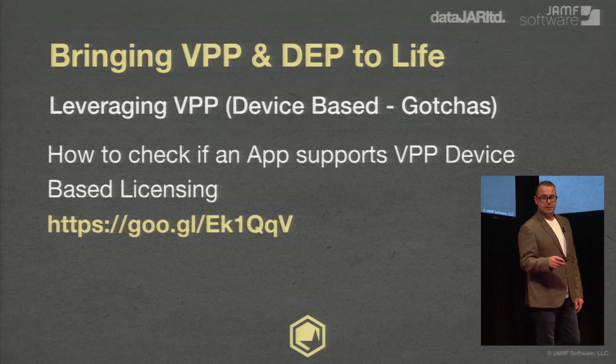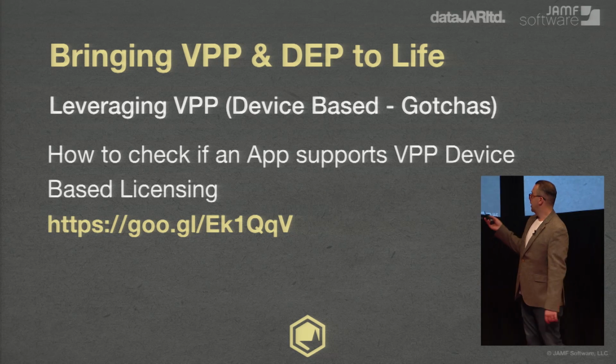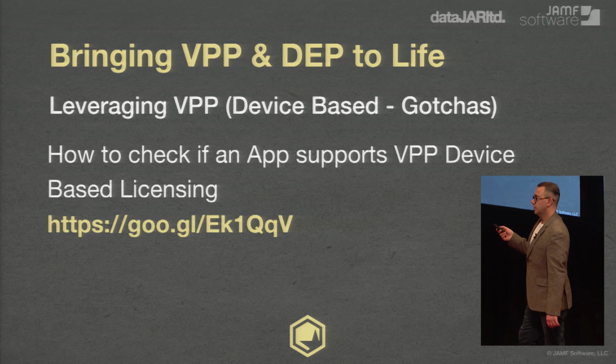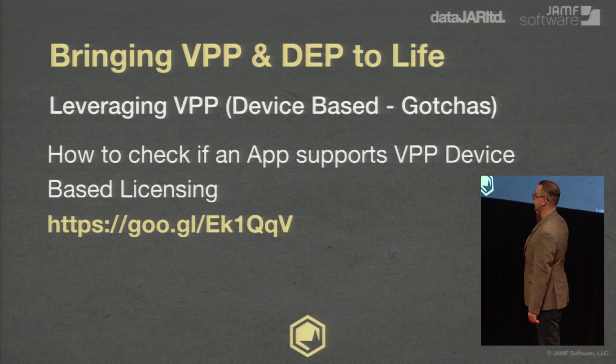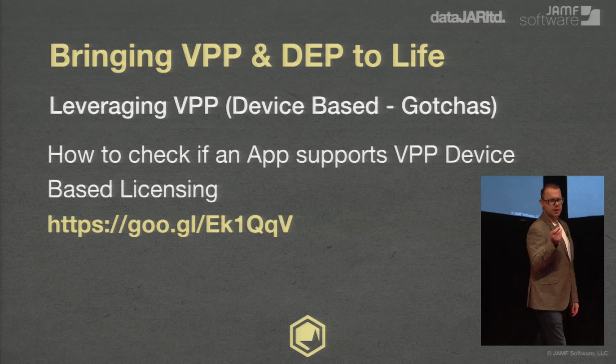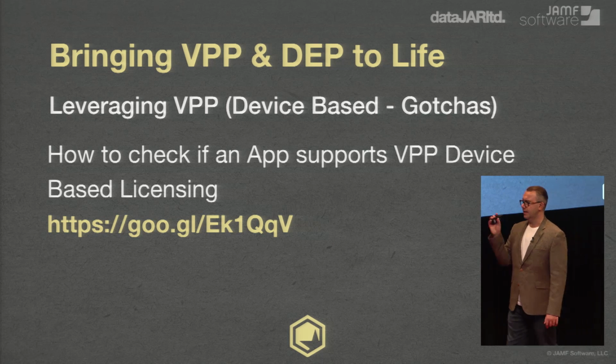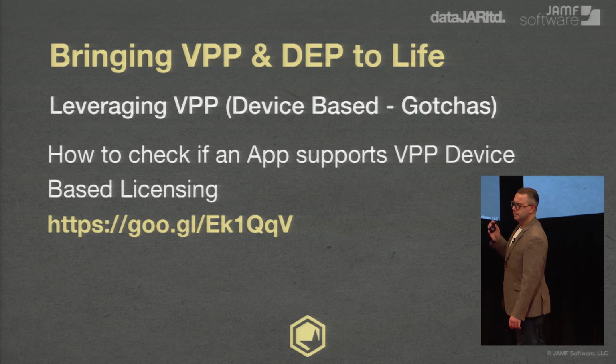You can check to see if the actual app supports device-based licensing. Again, I found a great little article on Jamf Nation. There's the link there. You can actually, I think, scrape. There's a Python script. You can scrape the App Store, and it'll bring you back that key via the API on the App Store.